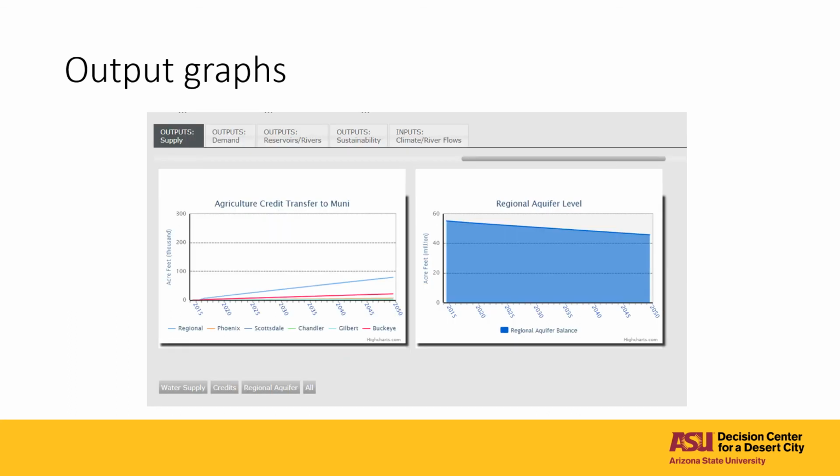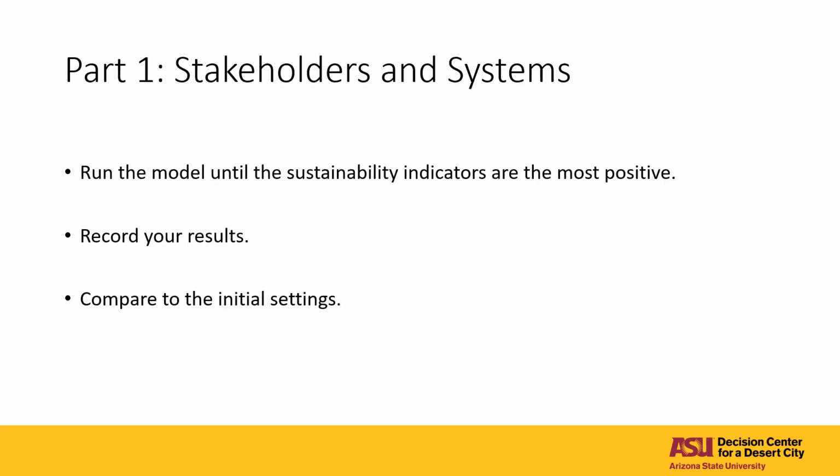There are 4 different types of output graphs: supply, or water availability; demand, water used; reservoir rivers, water coming from surface water supplies; and sustainability, which is a graphical representation of the sustainability indicators. There's also a tab for inputs. Students do not need to use this tab until Part 3 and should not manipulate the numbers on this tab until that time. Students are trying to get the most positive results for the stakeholders they represent. Students may record their results on their worksheet or save the report as a PDF.